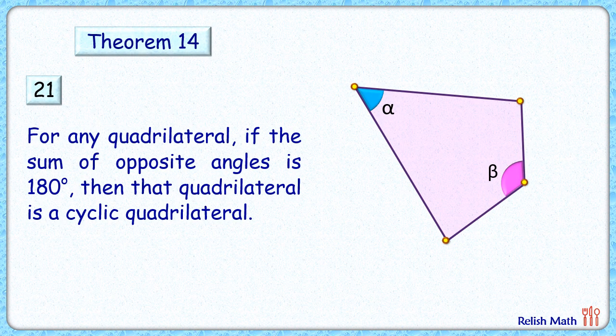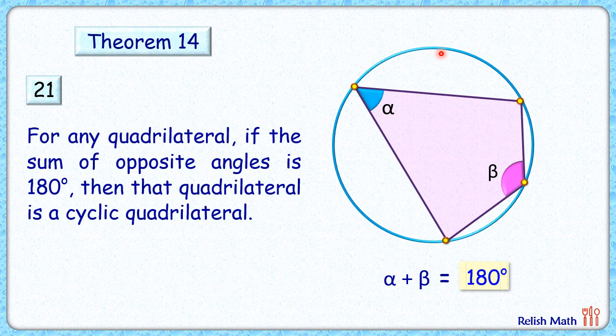Let's take the next theorem. Okay, this is the converse of the previous theorem. It states that for any quadrilateral, if the sum of opposite angles is supplementary, then that quadrilateral is a cyclic quadrilateral. So in this given figure, if alpha plus beta, the sum of opposite angles, is 180 degrees, then it's a cyclic quadrilateral, meaning you can draw a circle passing through all four vertices of the quadrilateral.